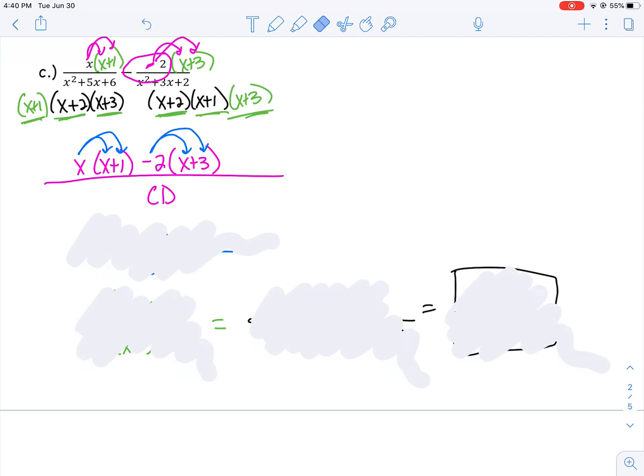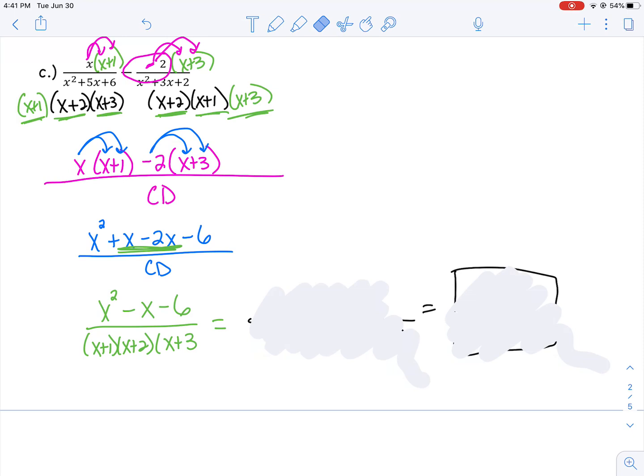And again, you can use CD for a second if you need to. Making sure that you distribute the x and the negative 2 through, you should end up getting these four terms. And then you have some common like terms, the x and the negative 2x, that you can combine. So if I combine those, I end up getting an x squared minus 1x minus 6. Remember, over your common denominator, don't forget it, is an x plus 1, x plus 2, and x plus 3.